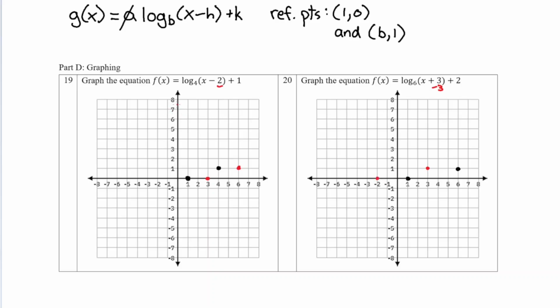And, I guess I should do that for number 20. One other thing moves left and right, and that is the vertical asymptote. So normally it is on the y-axis. However, it also moves left or right, just like the points do, and so it's going to move right 2 for number 19 and left 3 for number 20. And notice that it's still 1 away from the first reference point there. Cool. And of course, last but not least, we have our k value. So in number 19, that is going to be a shift up 1. And in number 20, that is going to be a shift up 2.